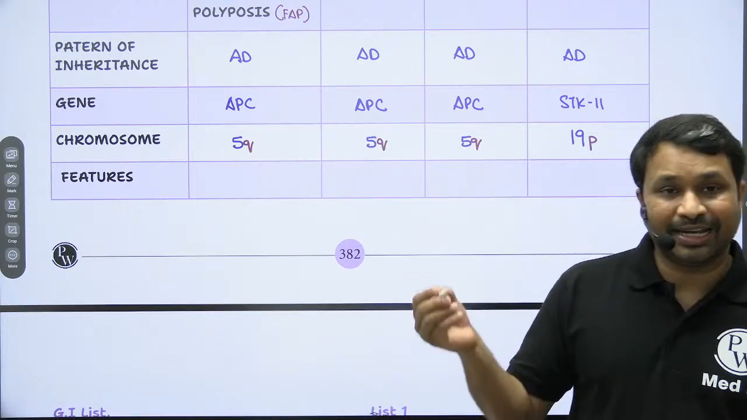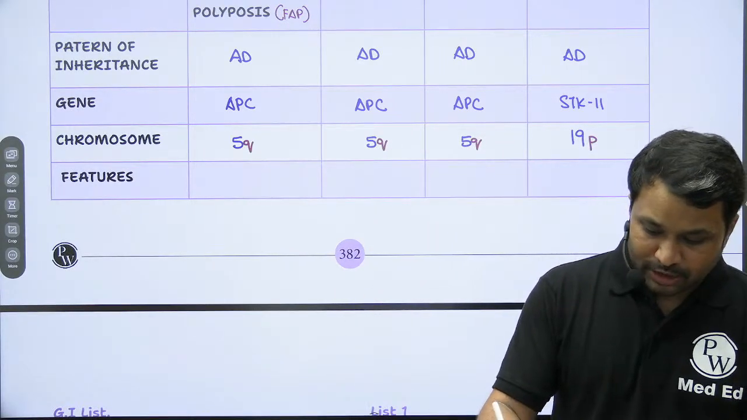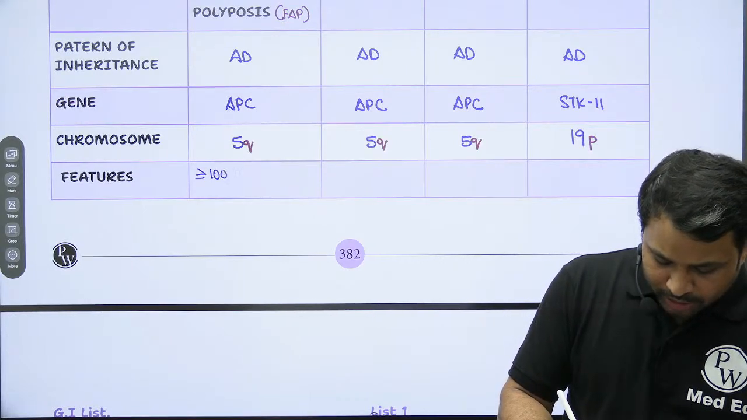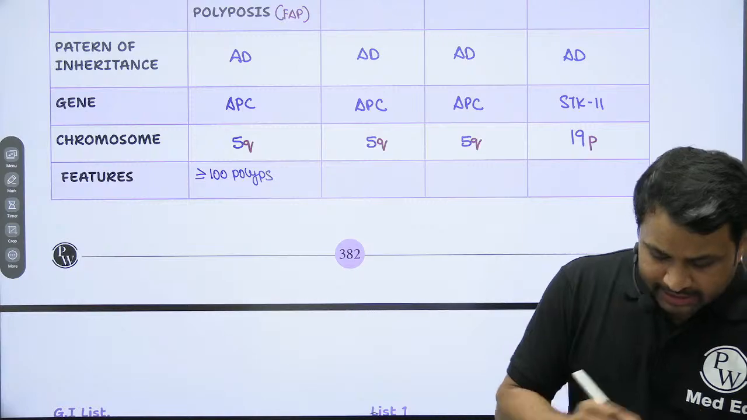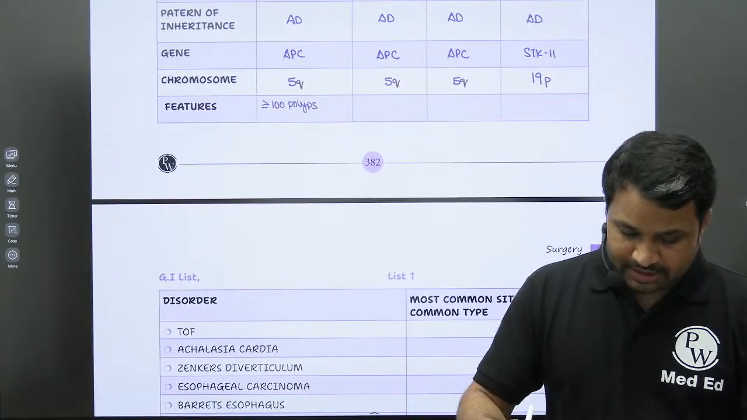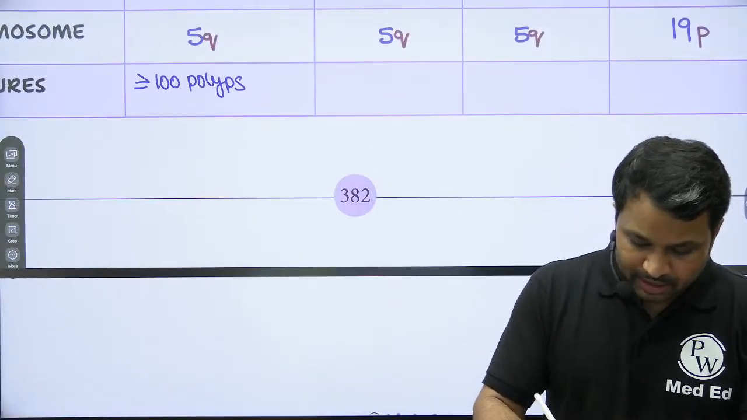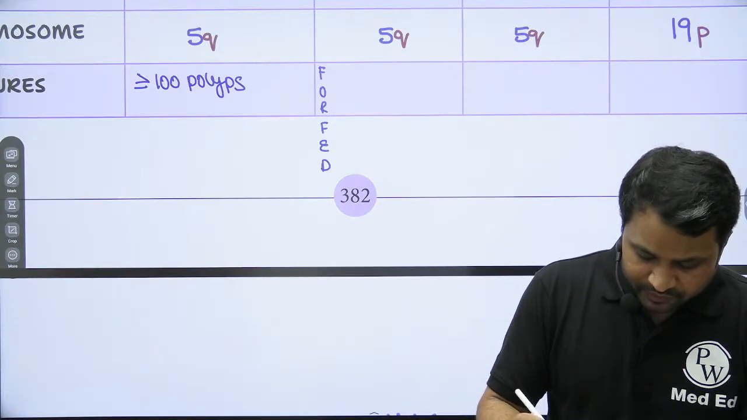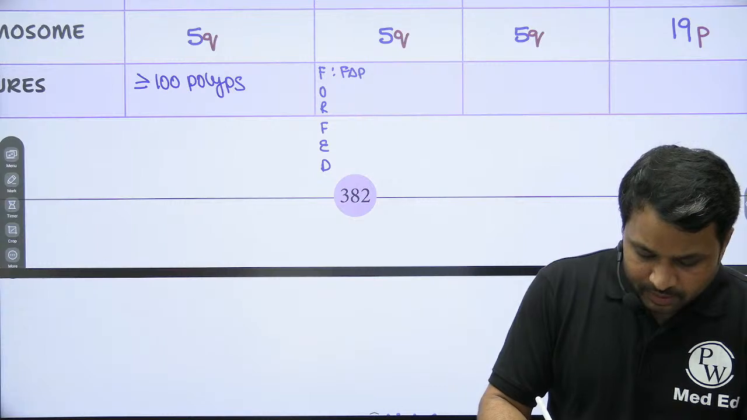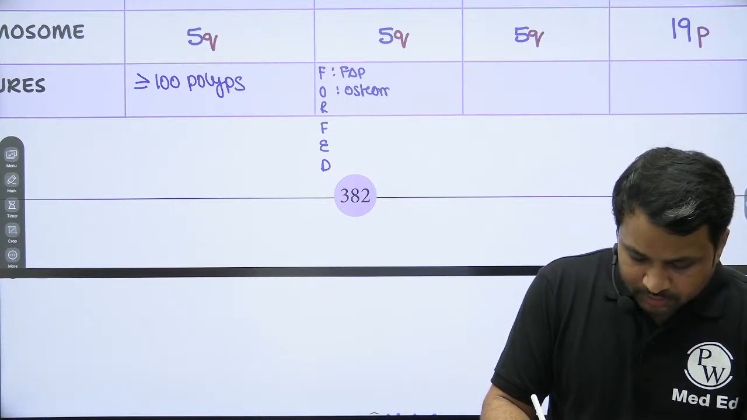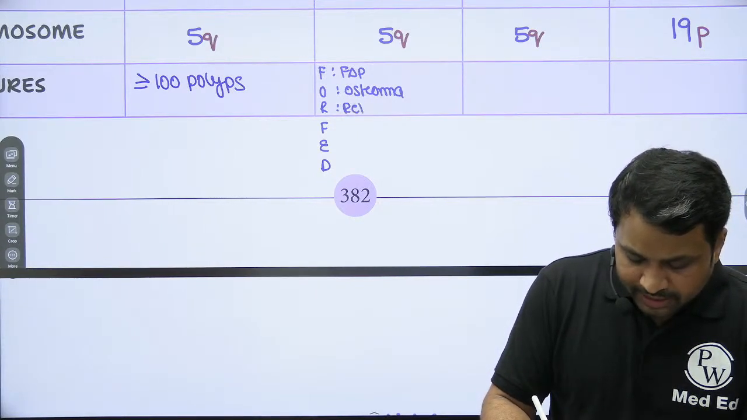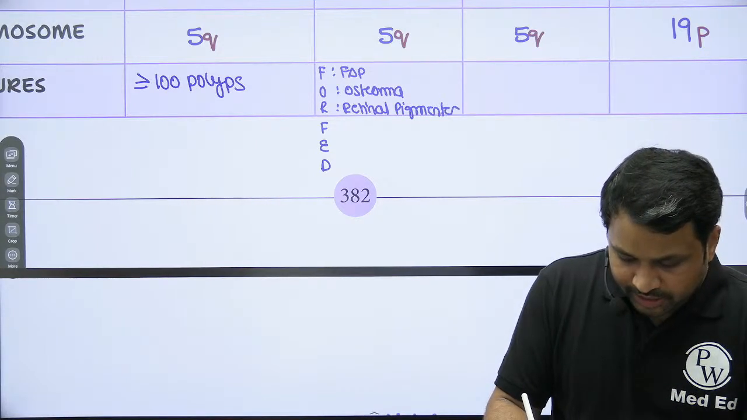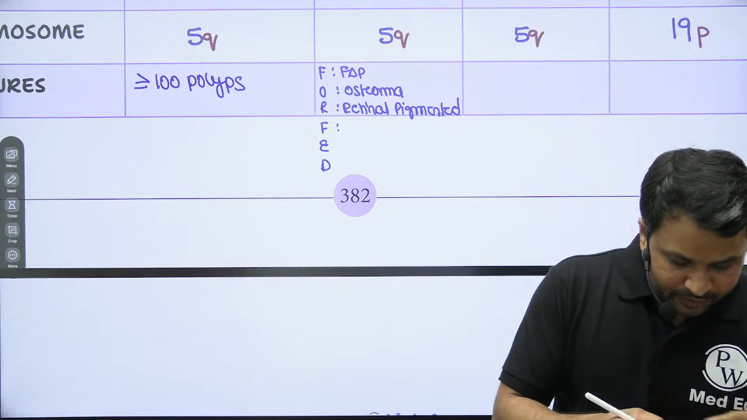Now, what is the criteria for calling it FAP? Remember, there has to be a minimum of 100 polyps. There should be 100 or more polyps to call it FAP. Now, Gardner syndrome has an extensive criteria. I hope everybody knows it, but I'll quickly give you the mnemonic here. The mnemonic to remember the criteria is what we call FOR FED. F stands for FAP, O stands for osteoma, R stands for retinal pigmented epithelium, and another F stands for fibroma.